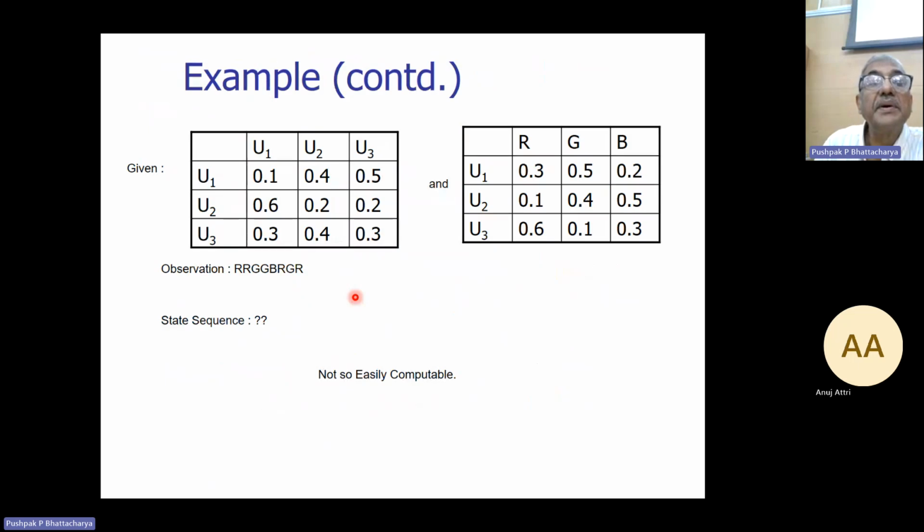Now, the key question, the first question asked is, if the observations are given, I have the ball colors in this sequence, R, R, G, G, B, R, G, R. What is the best possible sequence of containers which would have given rise to this observation? Best possible means given this observation, find out the container sequence which has the highest probability. Okay, that is the problem being solved.